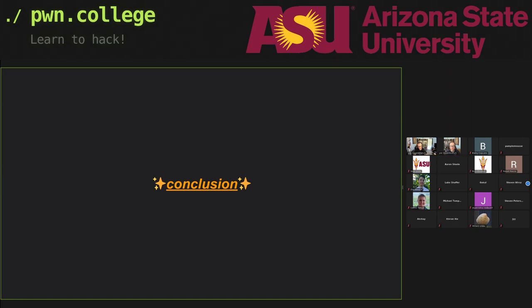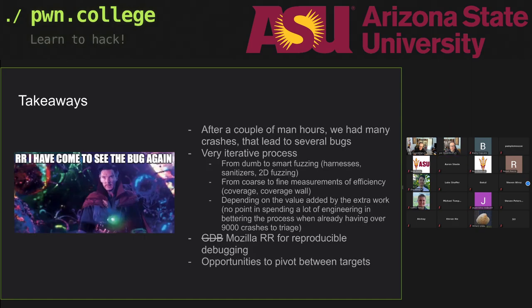Okay, now for team conclusions. Conclusion. Takeaways. So after only a couple of man hours, we were able to find many crashes, which led to several bugs. This was particularly super cool to see, since our team was mostly composed of undergrads.